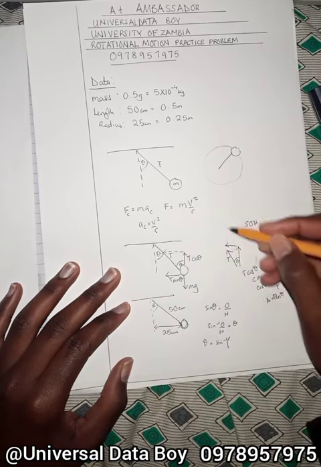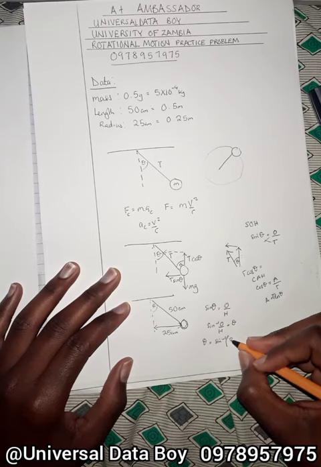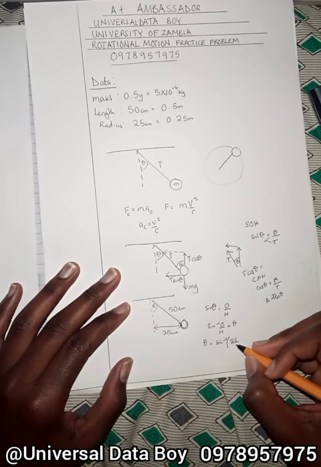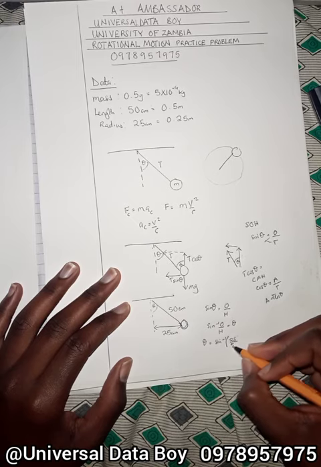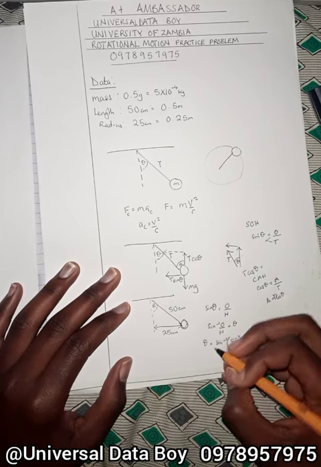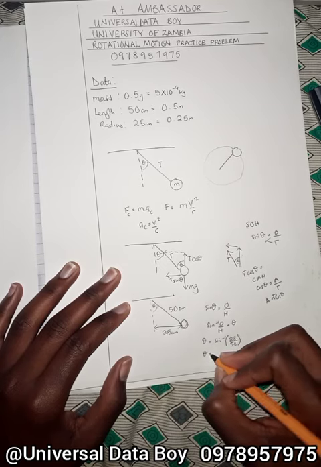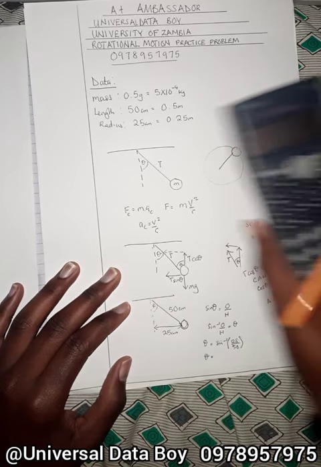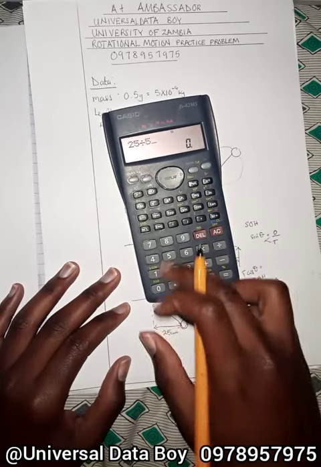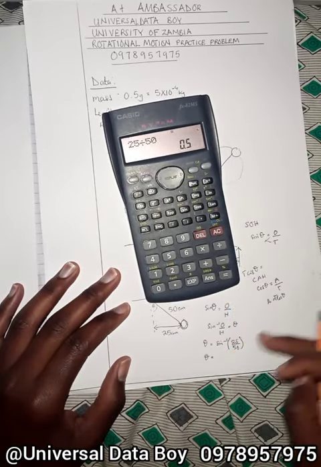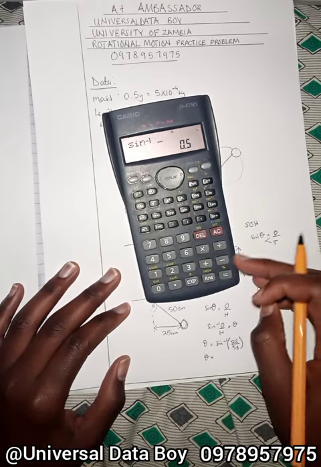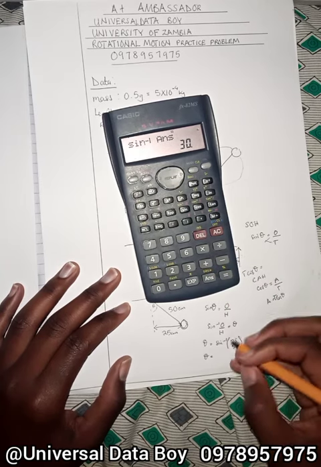The opposite here is 25 over 50. So now this is just like half, and you know sine inverse of half is just 30. We can try to counter check with the calculator. So 25 divided by 50, that's 0.5, and then we have sine inverse of the answer, that is 30.